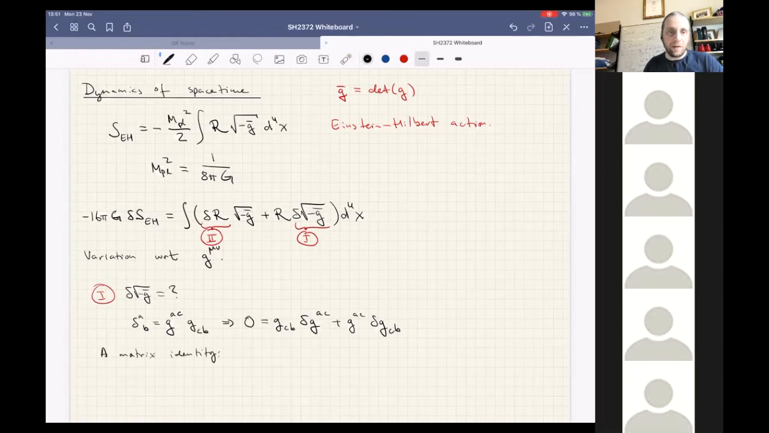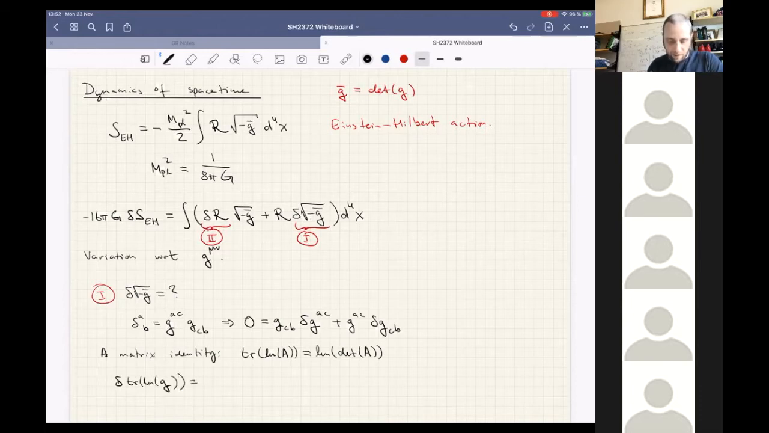In general, if I have the trace of the logarithm of a matrix, then this can be rewritten as the logarithm of the determinant of that matrix. I'm going to use this for the matrix representation of the metric. So I'm going to put A equal to G here, and we're going to see what this is. I'm going to vary this. So I'm going to take the variation of the trace of the logarithm of the metric G.